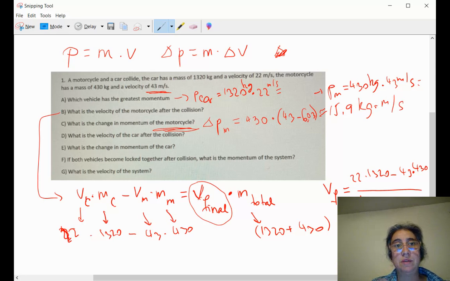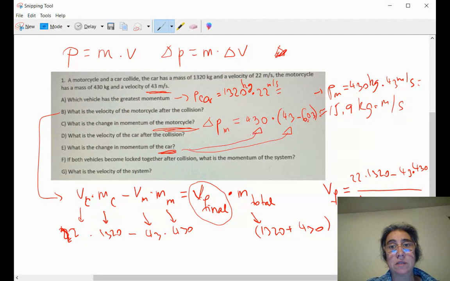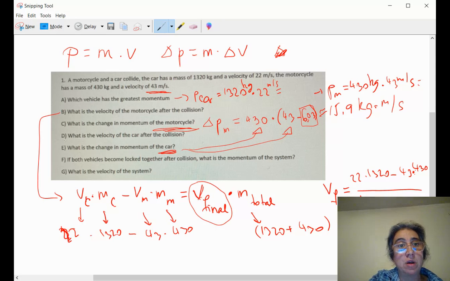Now, the same way, you're going to have to do the change in momentum for the car, except for the car, of course, what is going to be different is the initial velocity of the car, and the mass of the car will be different, right? So it's a simple calculation. The final velocity will stay the same, 6.03, because this is the velocity of the system after the collision.